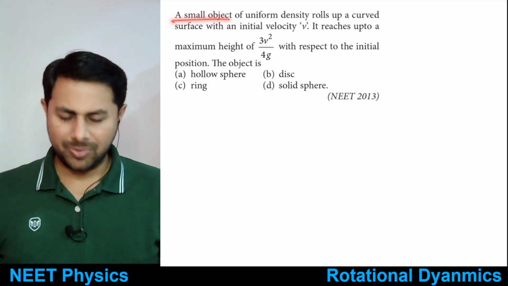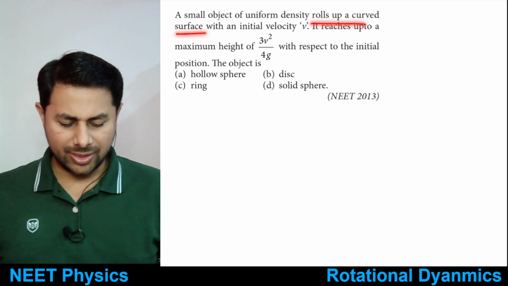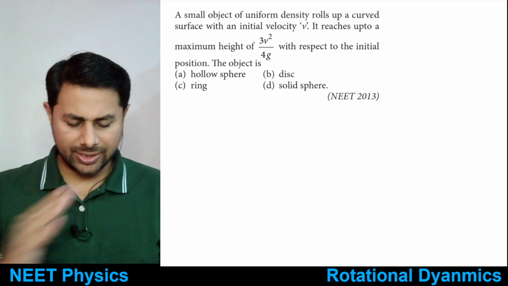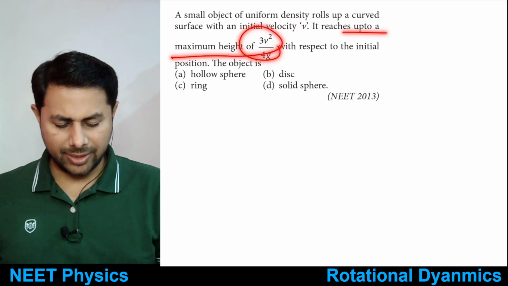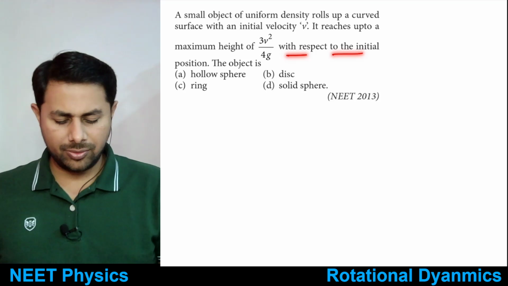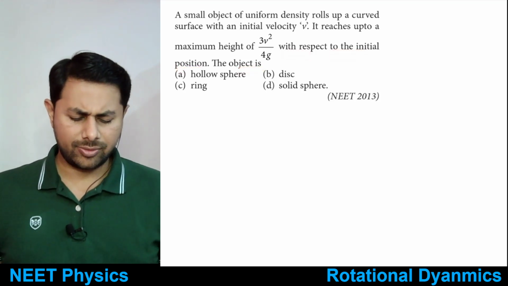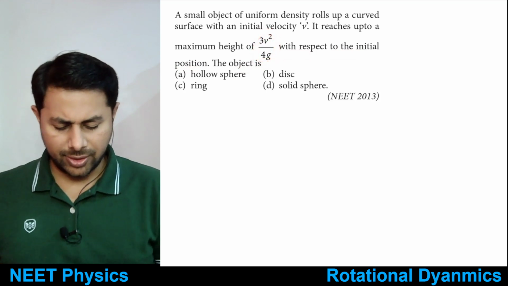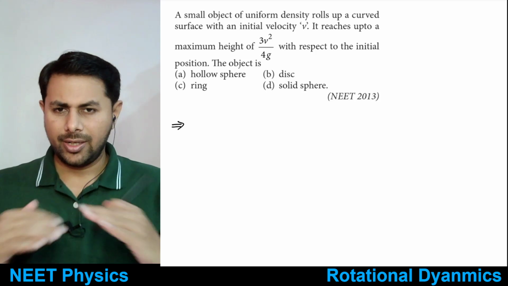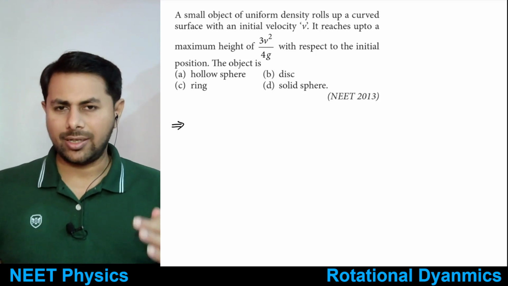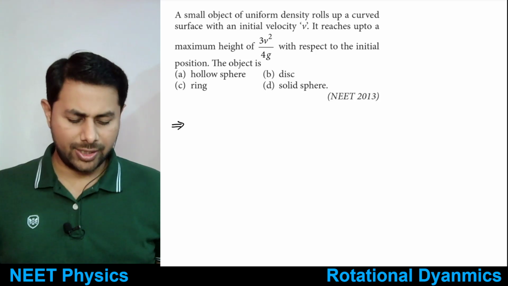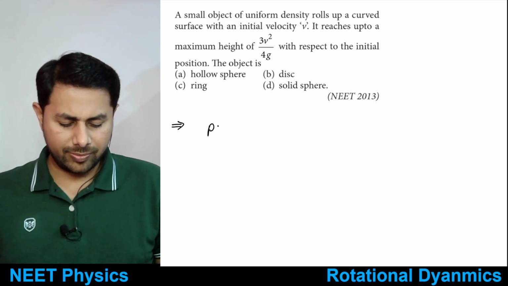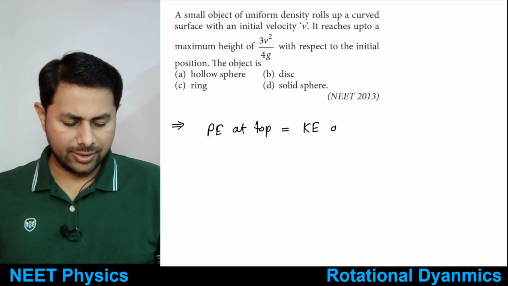A small object of uniform density rolls up a curved surface. Okay, it rolls up a curved surface with initial velocity v. It reaches up to the maximum height of this much. With respect to the initial position, the object is. So once again, this is similar to the last question. What you can do is, you can say the potential energy at top is equal to kinetic energy at the bottom, right? Because when it rolls up, its kinetic energy gets converted to potential energy. So PE at top is equal to KE at bottom.